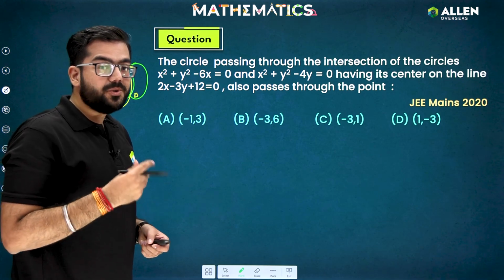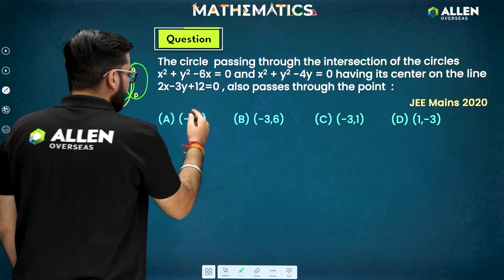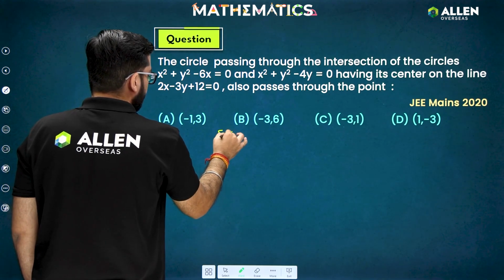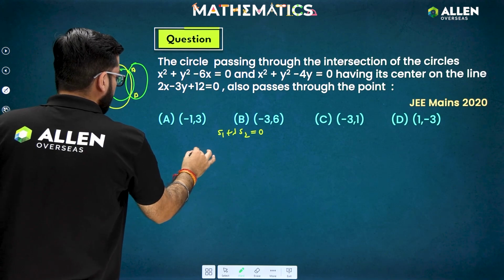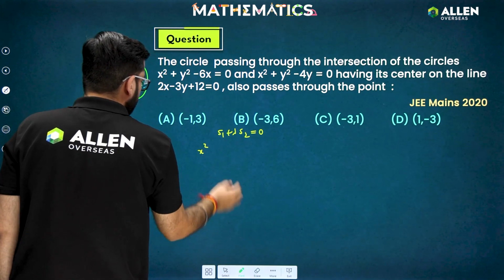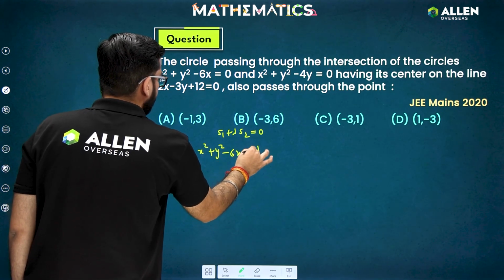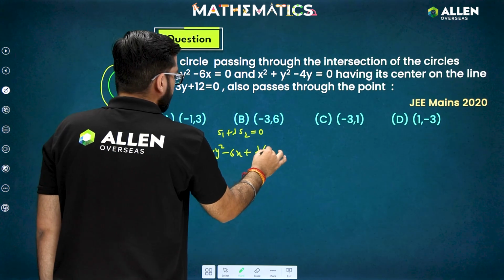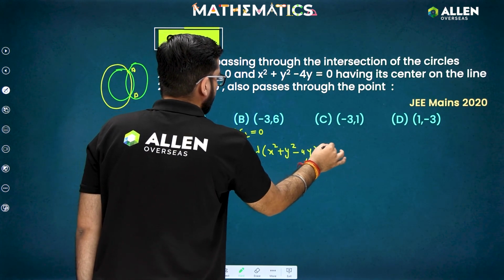And we know how to design the equation of such a circle. We can write S1 plus lambda S2 is equal to 0. Here S1 is x square plus y square minus 6x, plus lambda times S2, which is x square plus y square minus 4y, is equal to 0.